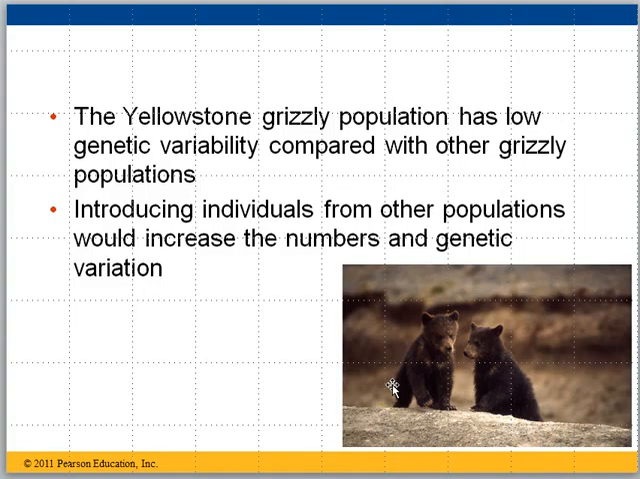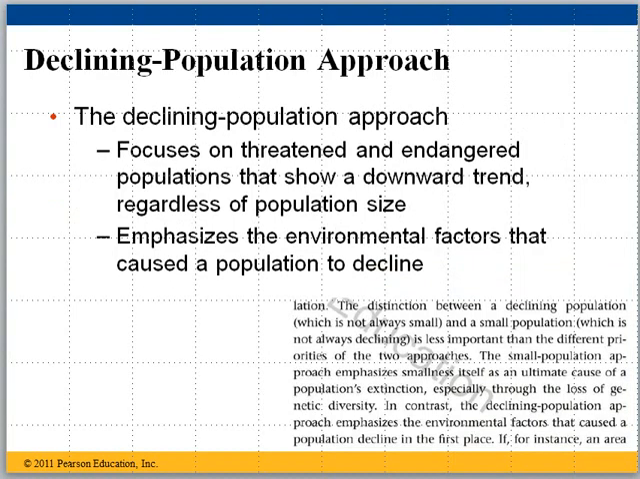The second approach to take in conservation biology is not the small population approach, but what we call the declining population approach. This one focuses on threatened and endangered populations that show a downward trend, regardless of population size. So you may still have a large number of these creatures, but something is happening and the number is shrinking.